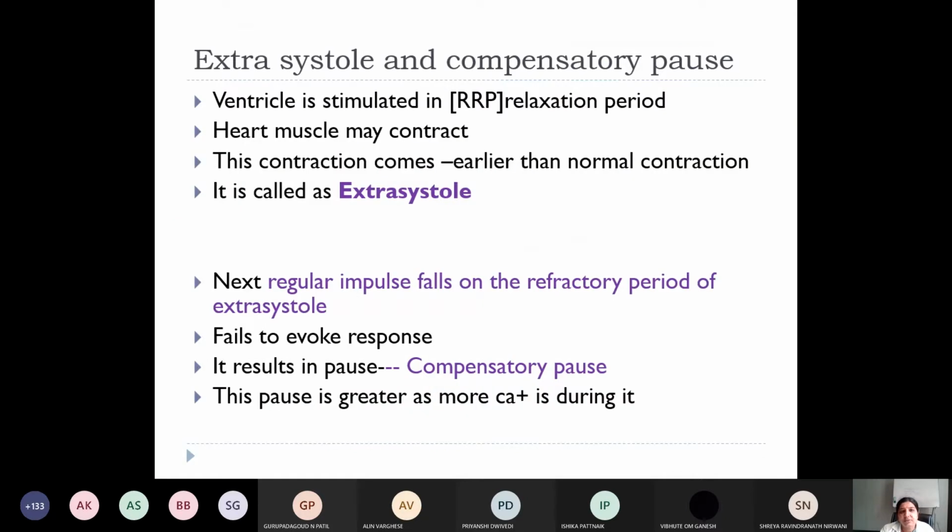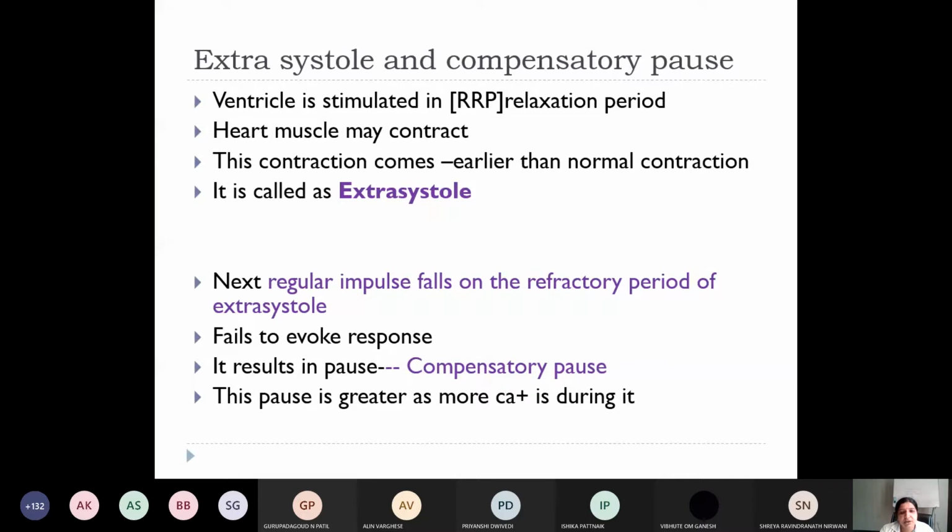Extrasystole, same thing I told you: if it is in the relative refractory period, only then will the heart muscle contract or give an extrasystole. So this contraction is called extra. Remember, the word has full meaning in that. It is a systole, but it is extra compared to the normal systole. Okay. Next, why the compensatory pause? The word again, compensation. It is compensating for the extrasystole. That's why it's called compensatory pause.